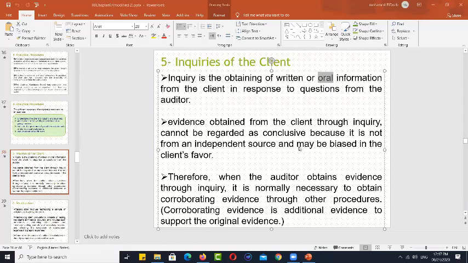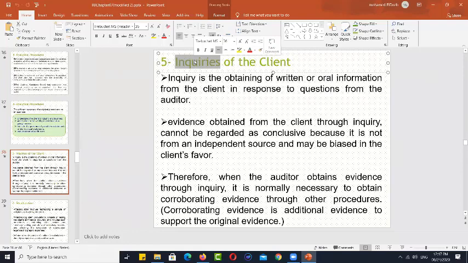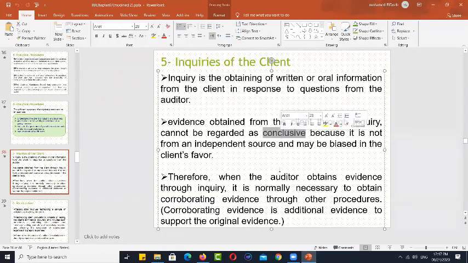So actually this client is not a third party. He is not an independent party. So the reliability or persuasiveness of the inquiry of the client will be less than the confirmation, because confirmation is obtained from an independent person. Evidence obtained from the client through an inquiry cannot be regarded as conclusive because it is not from an independent source and may be biased in the client's favor.